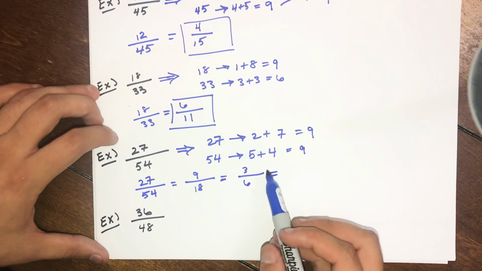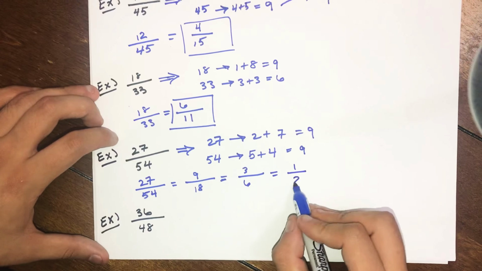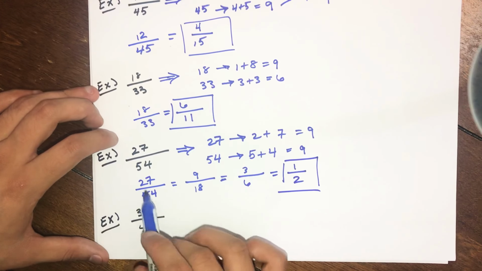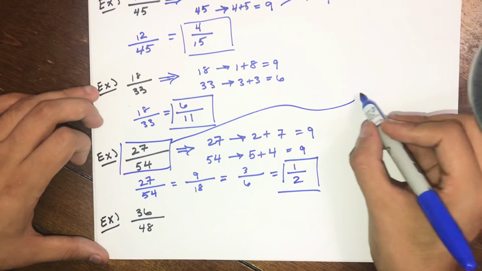Okay, and look, we can go another time. Okay, 3 goes into 3 1 time. 3 goes into 6 twice. Okay, so we got 1/2. If we wanted to, we could have taken this right here, over here. Let's say we take it over here.